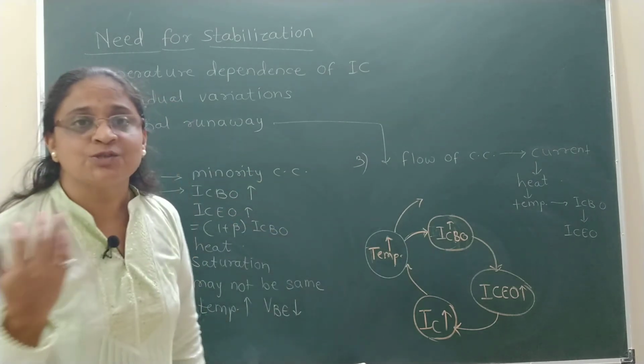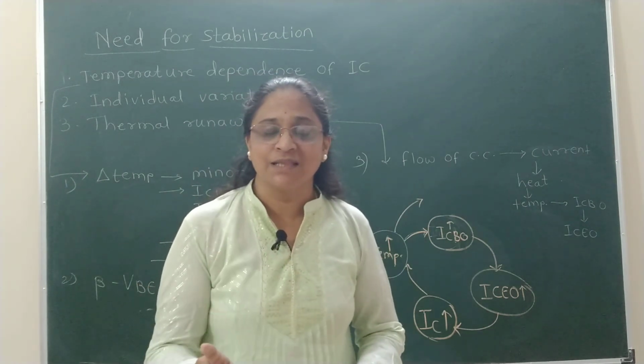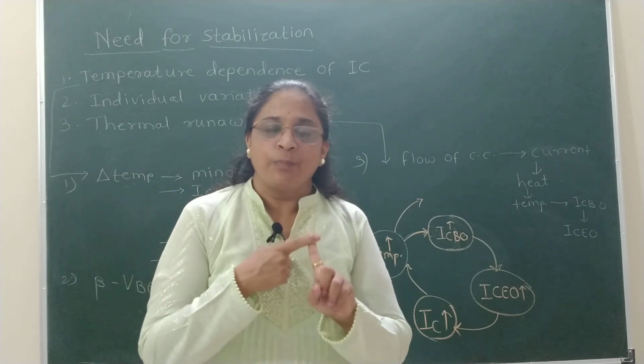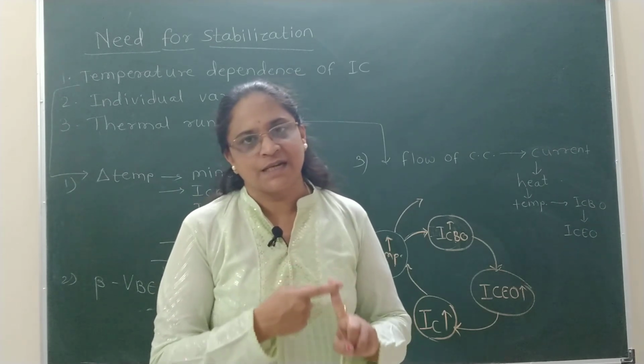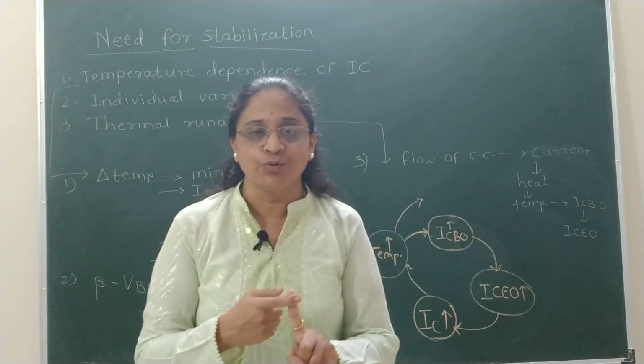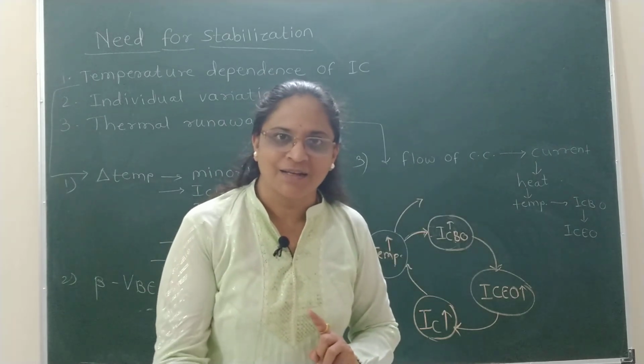So what are the requirements of biasing? The operating point should always be placed at the center of the DC load line, that is in the active region. It should not move either towards cutoff or towards saturation when an input signal is applied.